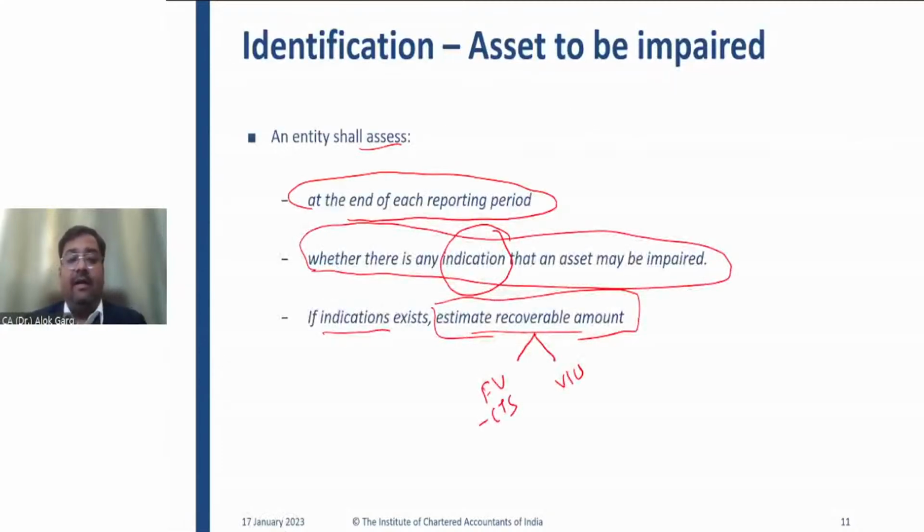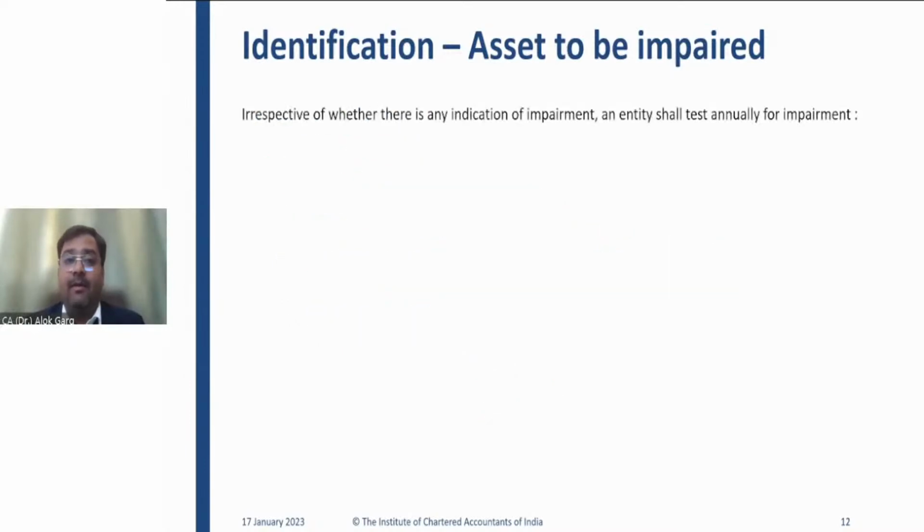So now I have come back to my PowerPoint presentation, which must be visible to all of you. We discussed that at the end of each reporting period, the management has to check if there is any indicator of impairment. If there is an indicator, in that case, you have to estimate the recoverable amount, right?